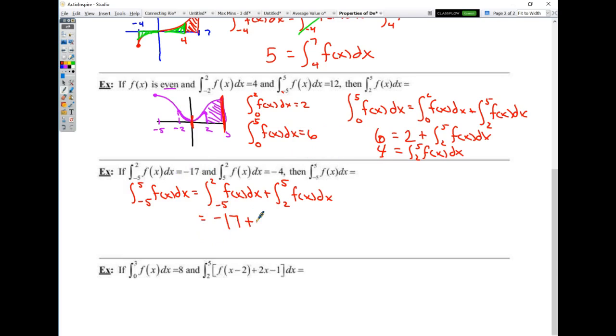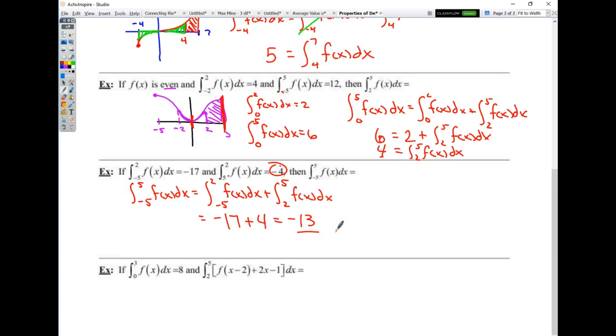Because what I may do is look at this and say, well, okay, from 2 to 5 is -4 and move on. But if I look, this integral is actually the reverse of what I've written. So I need to recognize that since that's the reverse, I need to take the negative of my answer, which is +4. And -17 plus 4 is -13, which is my final answer.